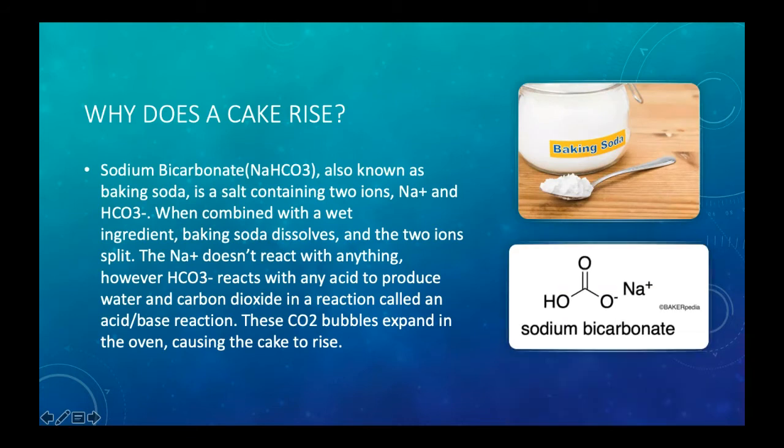Sodium bicarbonate, also known as baking soda, is a salt containing two ions, Na+ and HCO3-. When combined with a wet ingredient, baking soda dissolves and the two ions split. The Na+ doesn't react with anything. However, HCO3- reacts with any acid to produce water and carbon dioxide in a reaction called an acid-base reaction. These CO2 bubbles expand in the oven, causing the cake to rise.